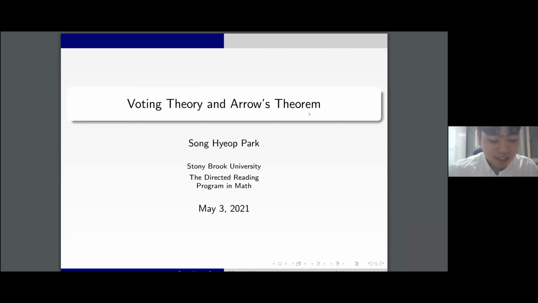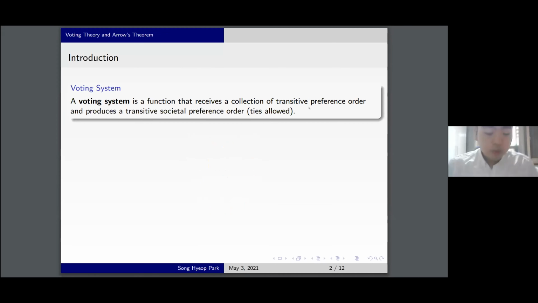Hi, I'm Song Park, and my DRP topic was voting theory, and I'm going to introduce how to find a good voting system and one of the famous theorems of voting theory, Harris theorem. So we start with the definition of voting system. A voting system is a function that receives a collection of transitive preference orders and produces a societal preference order and ties along it.